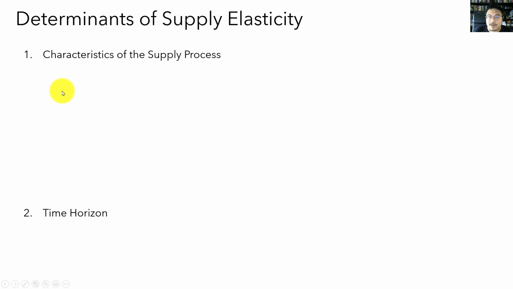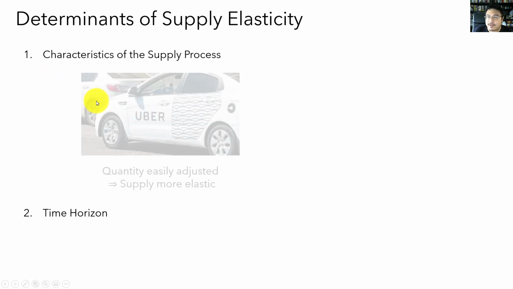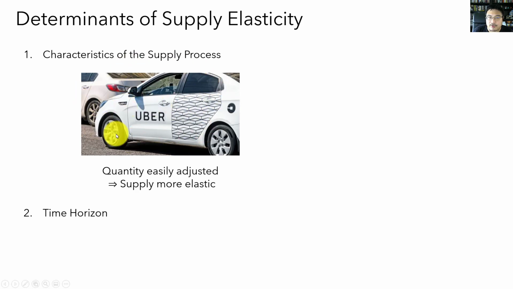An example of a market that has an elastic supply curve is the market for Uber rides. Uber drivers maintain flexible hours, and they can quickly increase or decrease the amount they're willing to drive in response to price changes. And so the supply curve of Uber drivers on the road and their willingness to make rides is pretty flexible and can adjust quickly to price changes.